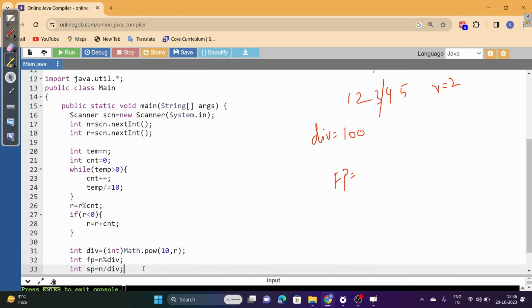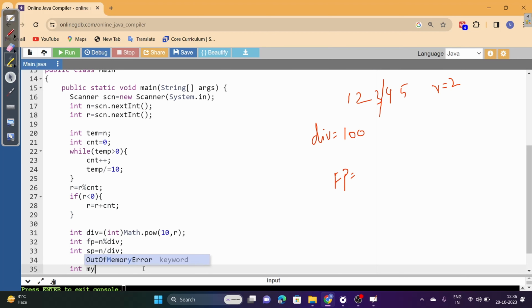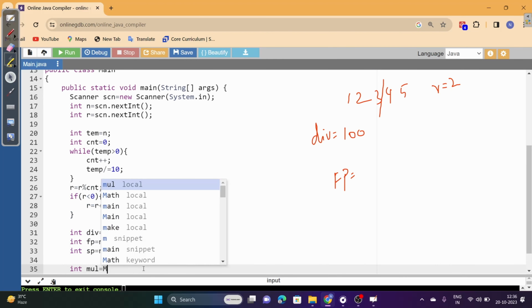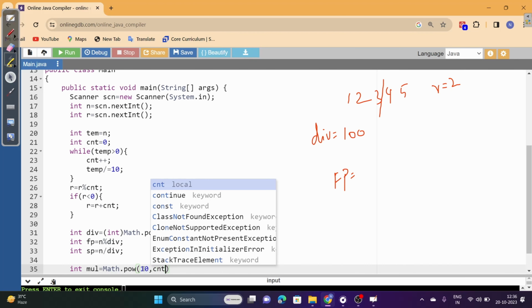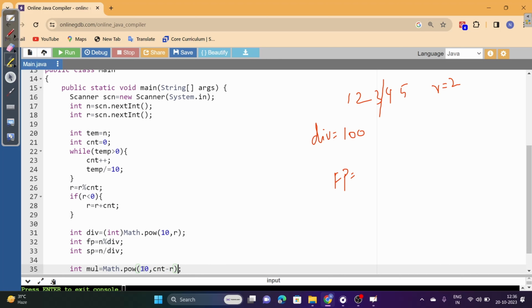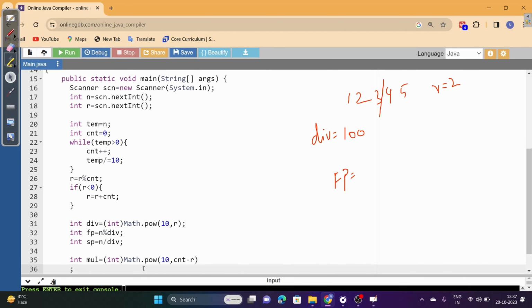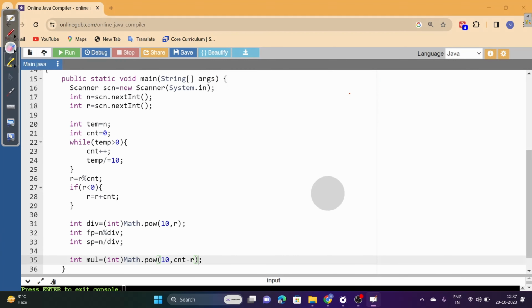So my multiple number is very simple. My multiple number is int mul equal to math.pow(10, count minus rotation). That's it, count minus rotation. Here also I need an integer, so I have done integer format. Now what are the values I have? My first part is containing 45, second part is containing 123 and I have a mul variable containing 1000.